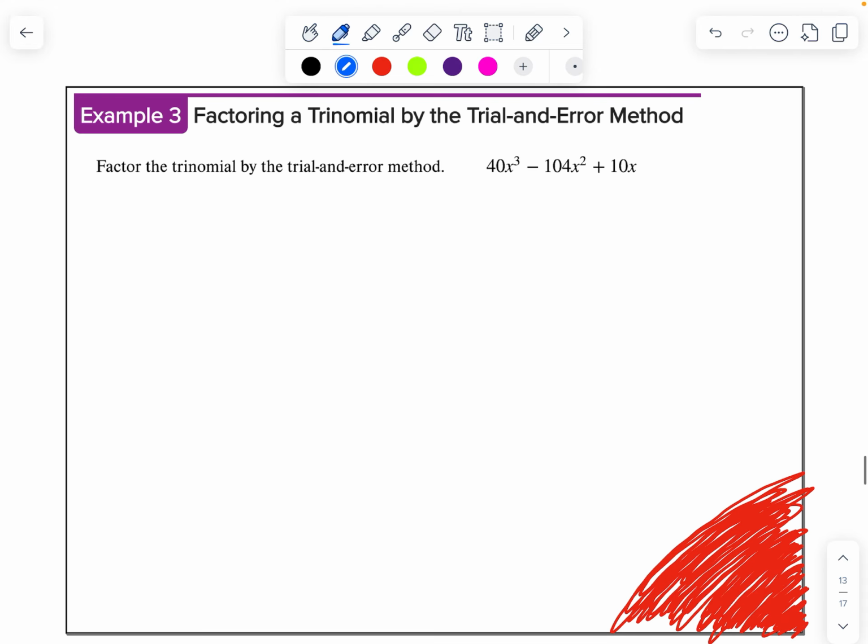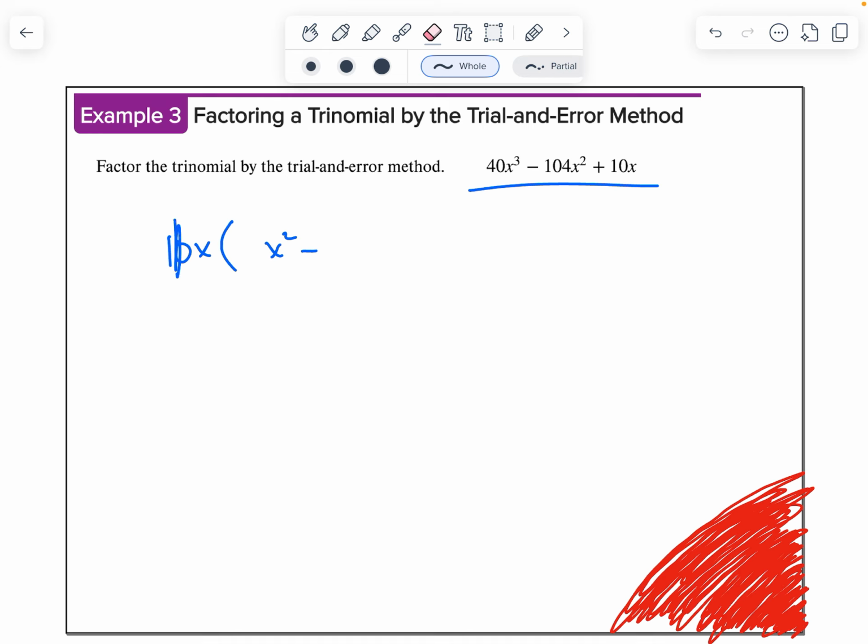This is the last one that we're going to do here, a difficult one, factor. And remember I said the first thing you want to do always is try and take out a GCF, and this one actually does have a GCF, so that's where we're going to start. I can take a 10 out of every item and an x out of every item, and I'll have left 4x squared minus, oh, I can't take a 10 out of every item. What am I doing? I can't take a 10 out of 104.